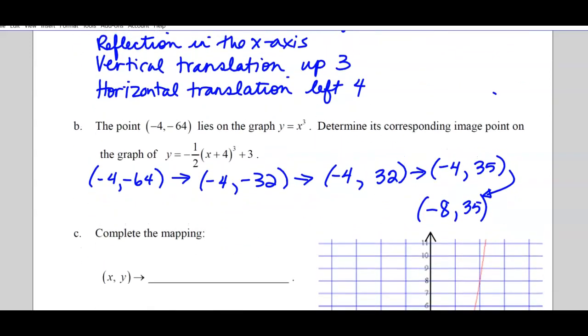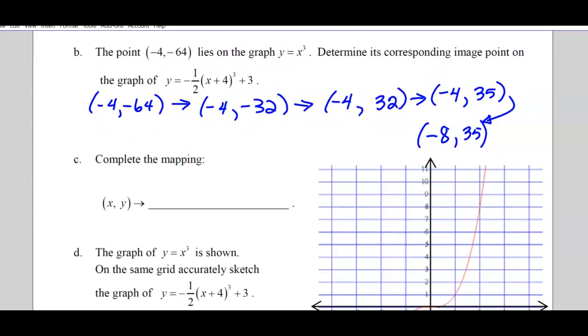Okay. Now, you can check that, show it algebraically, we'll substitute in. So negative 8 plus 4 is negative 4. Negative 4 cubed is negative 64. Multiplied by negative 1/2 would be positive 32. Plus 3 is positive 35. Okay? So check it. All right? So don't just leave it.